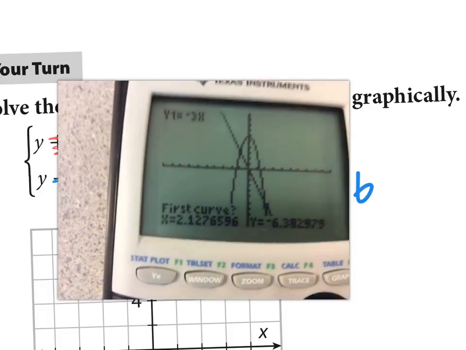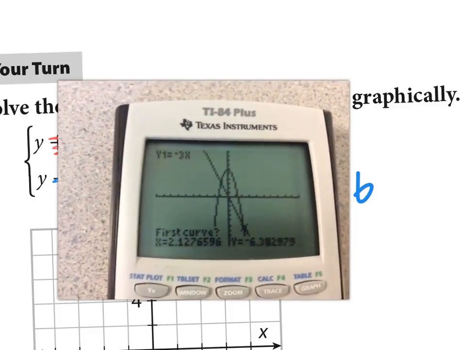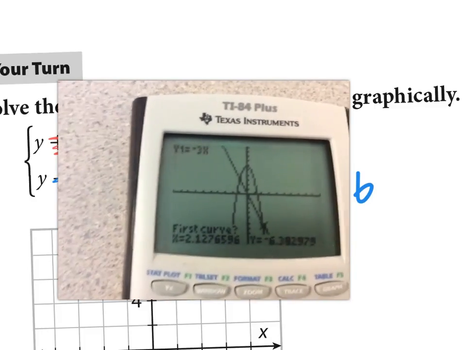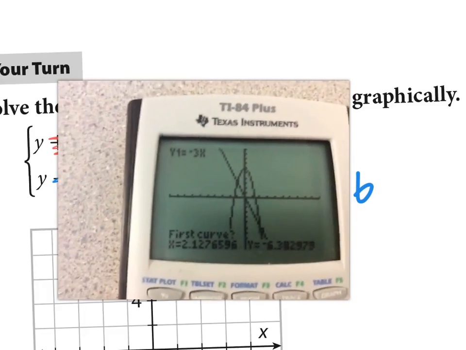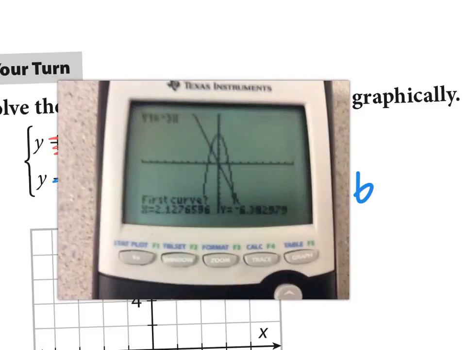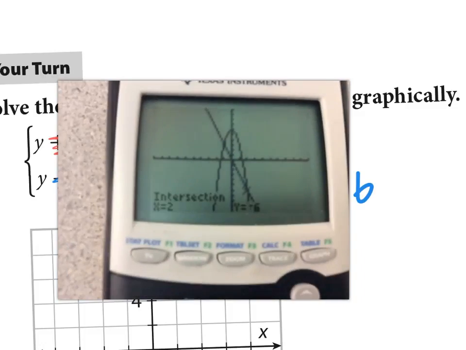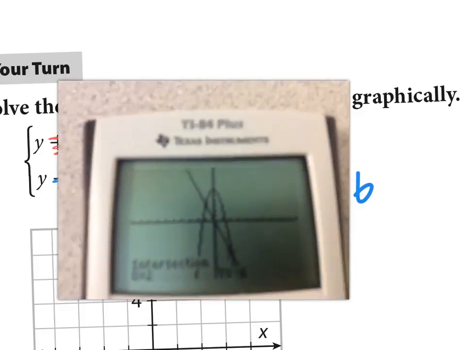I don't have to be exact, but I need to be in that general area, because what I'm doing is telling the calculator, hey, I don't want this point that was up here at the top. I now want you to find this point for me. It needs you to specify that. Otherwise, it's just going to keep doing the same thing over and over again. So now I can press enter, enter, enter, and it's going to give me my second answer, which is 2, negative 6.